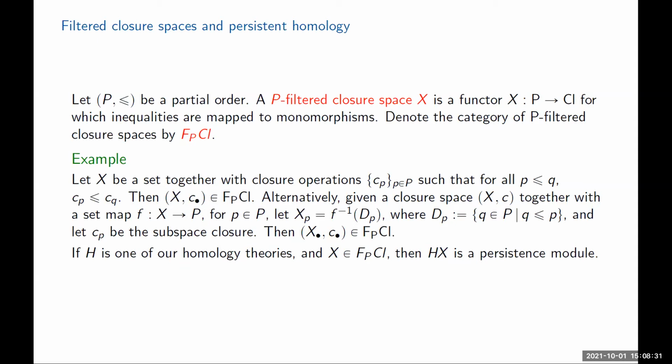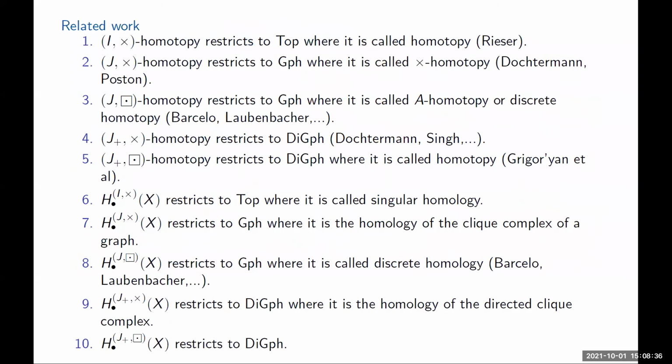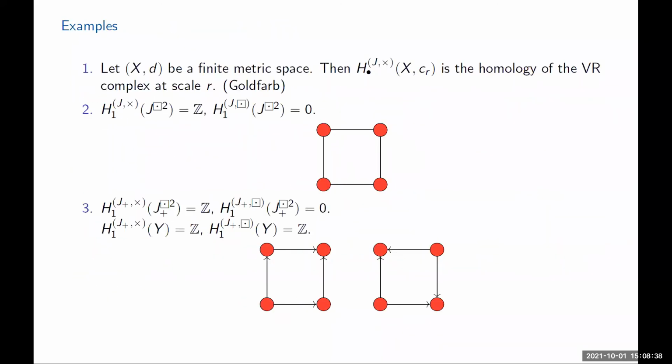I'll ask one question. Can you go a couple of slides back? It was right before you moved to persistence, where you had examples. In the second point, you said that the one homology there is 0 because that space J box 2 is contractible in that homology. Is that right? Yes. Is there a way to imagine this notion of contractibility?